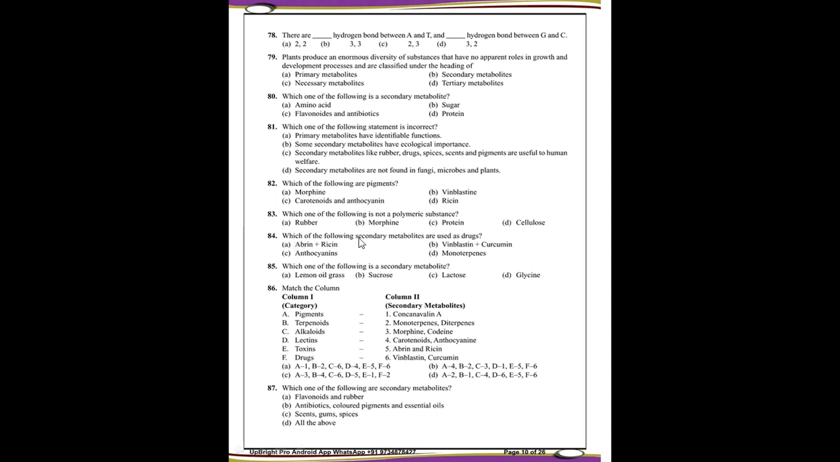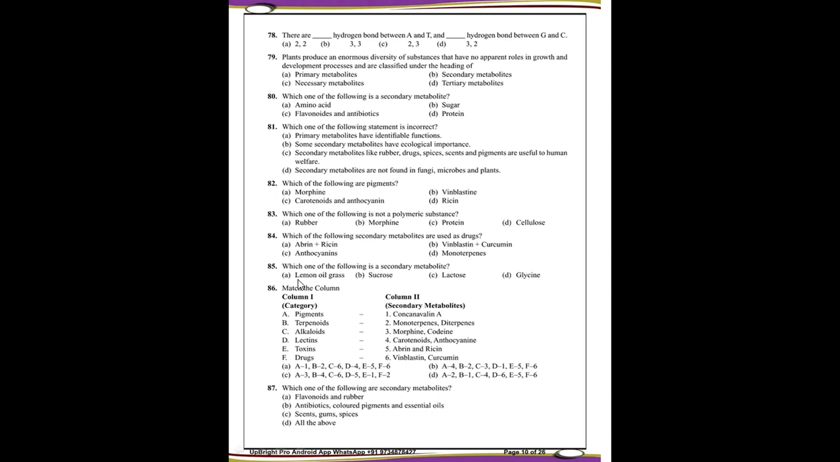84. Which of the following secondary metabolites are used as drugs? So which of these are used as drugs? I think vinblastine and curcumin are the drug-producing secondary metabolites among these. So the answer is B. 85. Which one of the following is a secondary metabolite? Let's see. Lemon oil, sucrose, lactose, glycine. So the answer is A. Straightforward. This is a secondary metabolite.